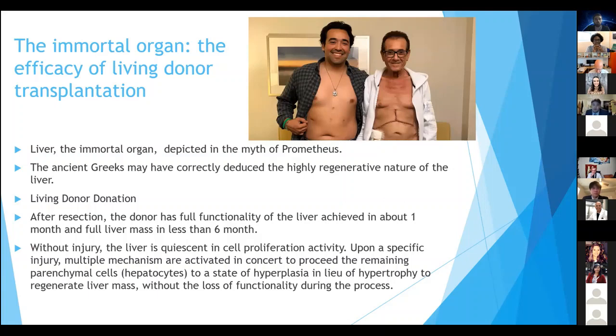So, the immortal organ. Sometimes the liver at one point was considered the immortal organ, like in the myth of Prometheus, where an eagle would come and eat Prometheus's liver, and then it would regenerate by the next day, in a constant cycle. This idea is very interesting to me because even the ancient Greeks had this idea that the liver was somehow regenerative, something that would constantly come back over and over. So it seemed to have some idea even back then.